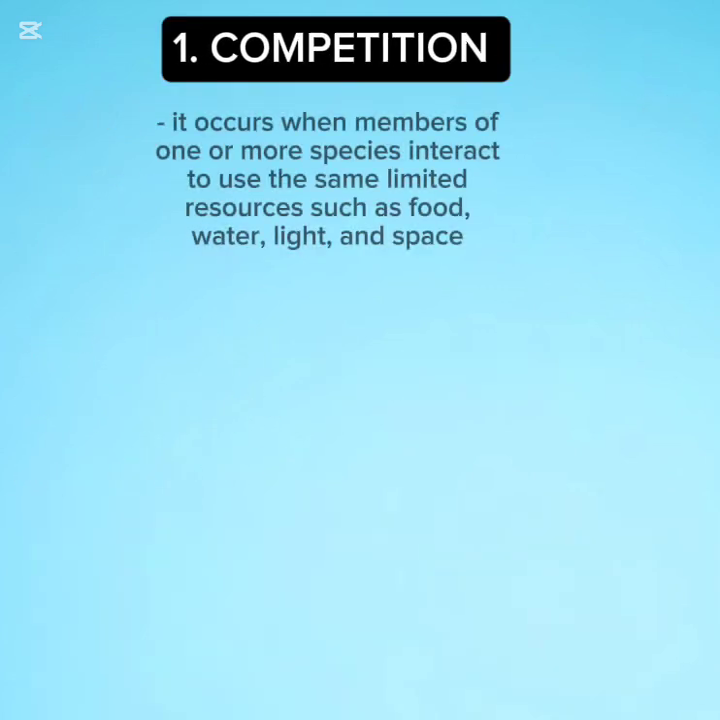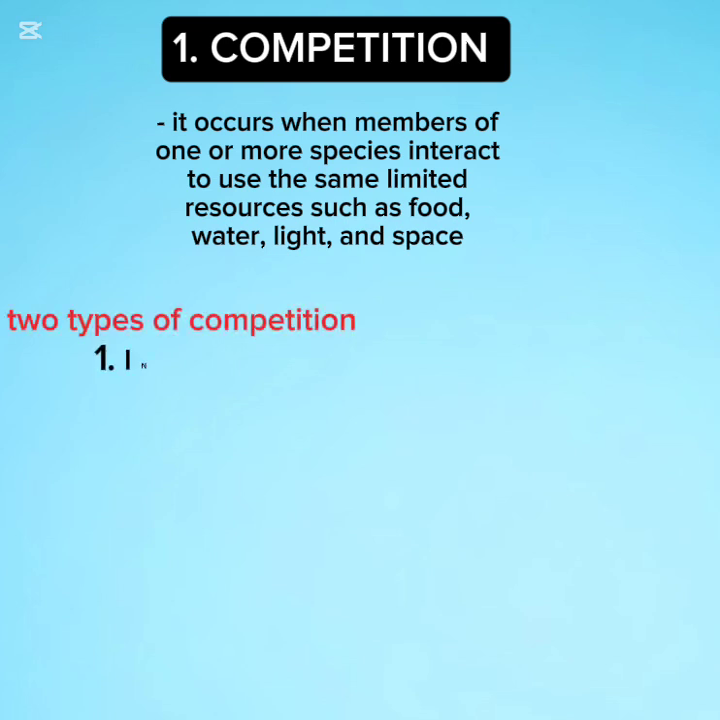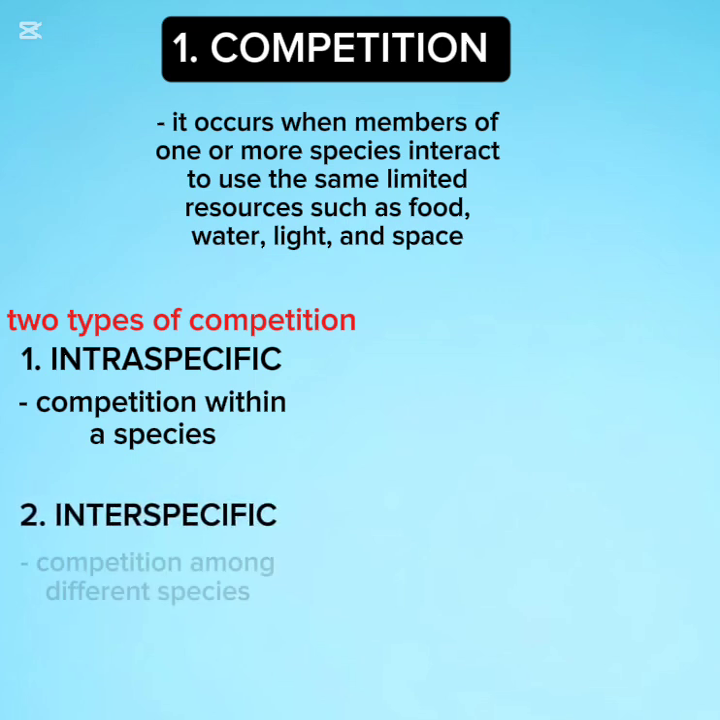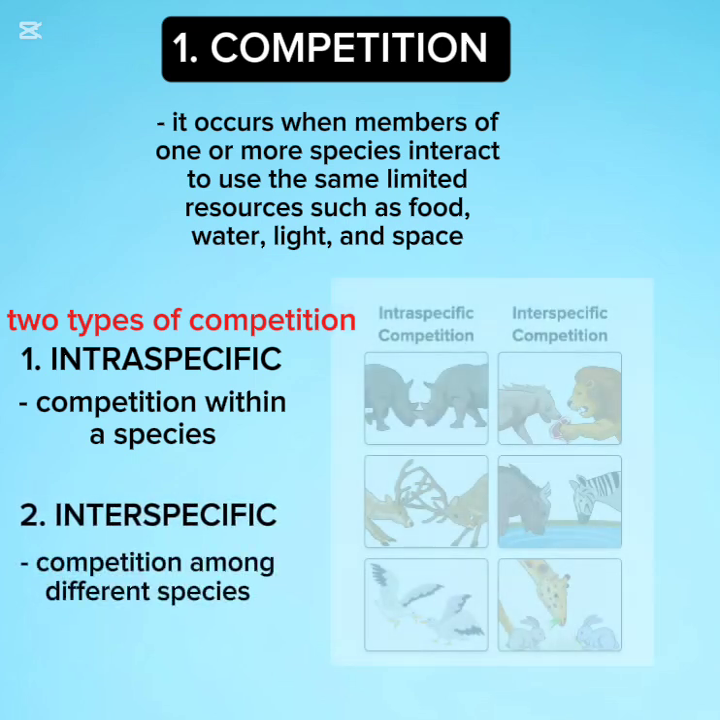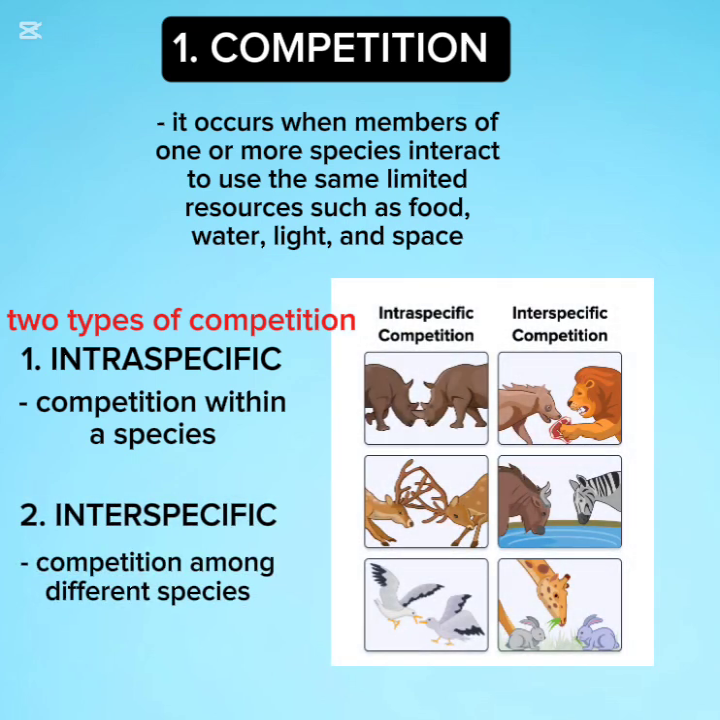Competition. It occurs when members of one or more species interact to use the same limited resources, such as food, water, light, and space. There are 2 types of competition. Intraspecific refers to competition between individuals of the same species for limited resources, such as food, water, space, or mates. Since members of the same species have similar needs, they often compete more directly compared to interspecific competition.